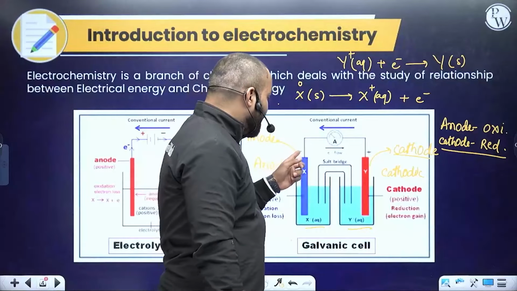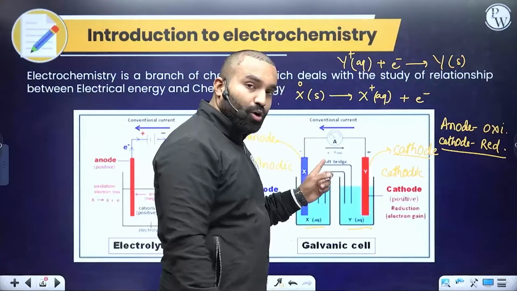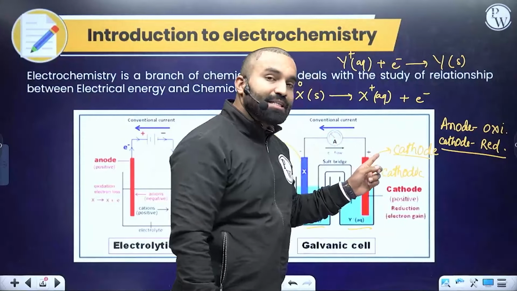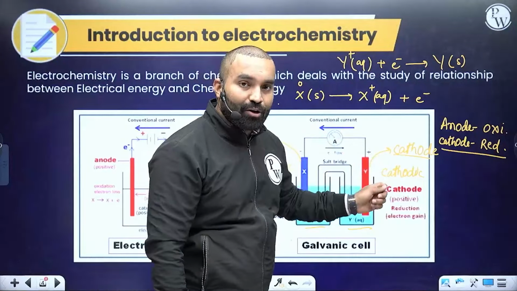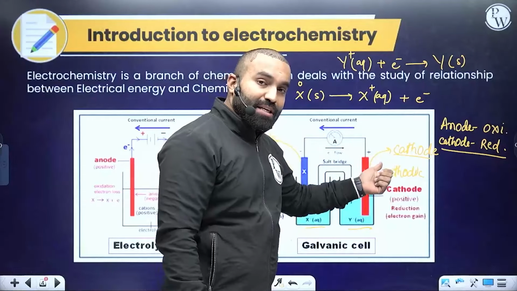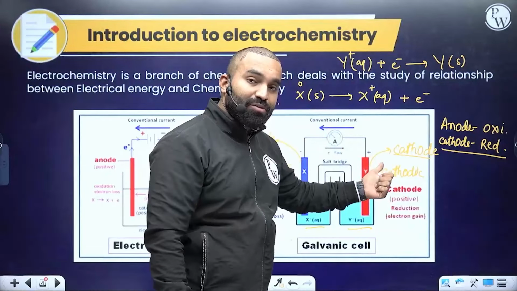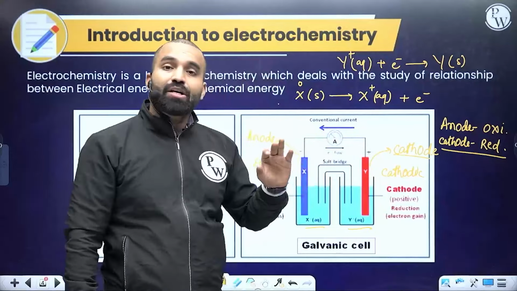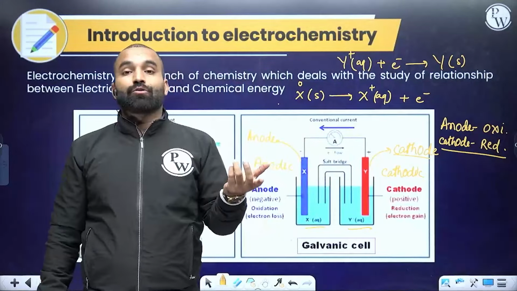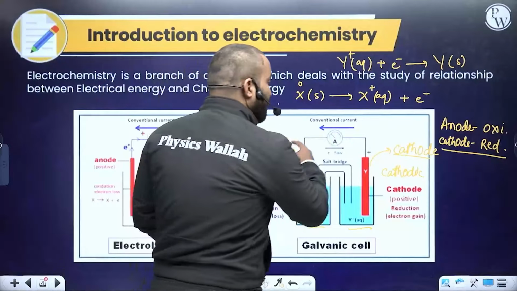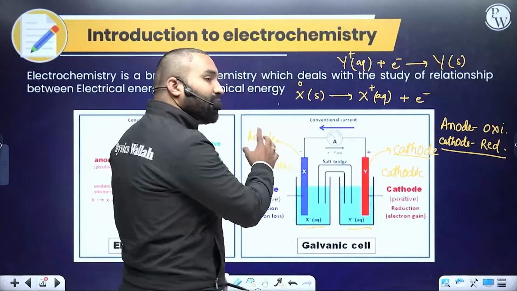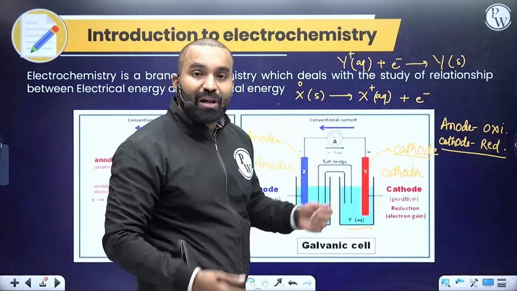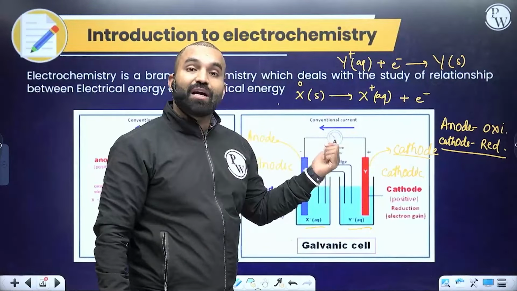Anode will be negative. There will be a loss of electron associated here, and that will be traveling towards the cathode. Since it is positively charged, it will attract electrons. So this is the negative terminal, anodic, and this is the positive terminal, cathodic. Correct? All right. The direction of current is opposite to the direction of electron flow. Since electrons are flowing in this direction, current will flow in the opposite direction. If I attach a bulb in between, the bulb will start glowing.